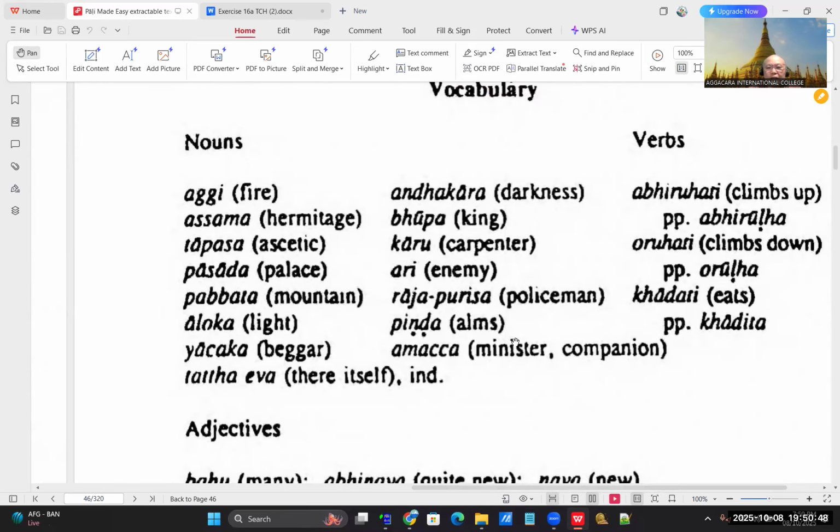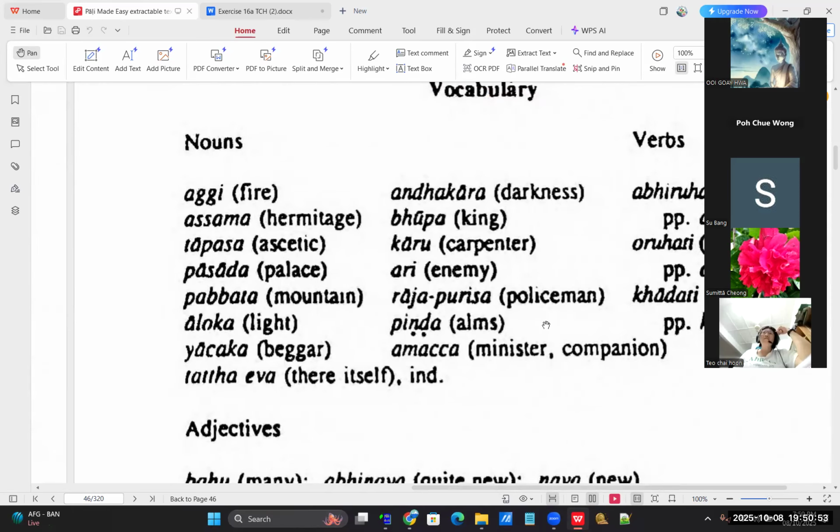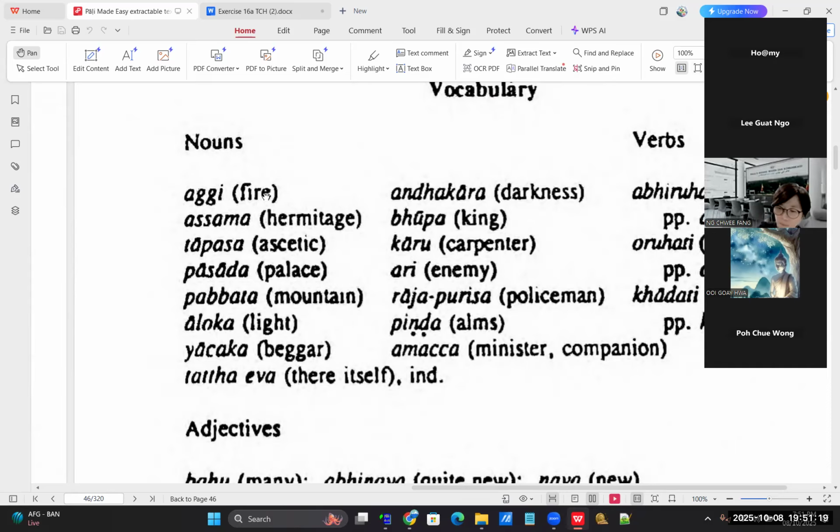So now when you study this one, at this point, have you studied the neuter? Not yet, right? Chaihun, have you studied the neuter yet up to this point? Not yet. I mean, in this lesson 15, 16, not yet, right? Okay. So this means that all here will be masculine, right? Agi, masculine. Asama, masculine. So all these will be masculine.